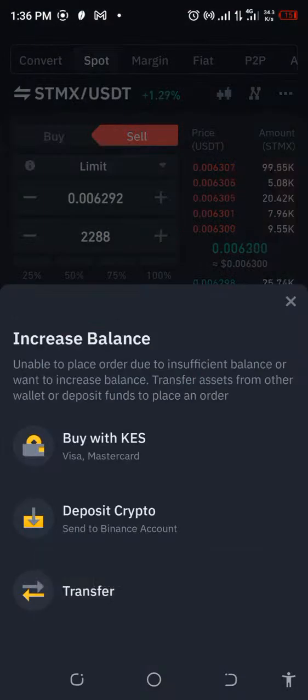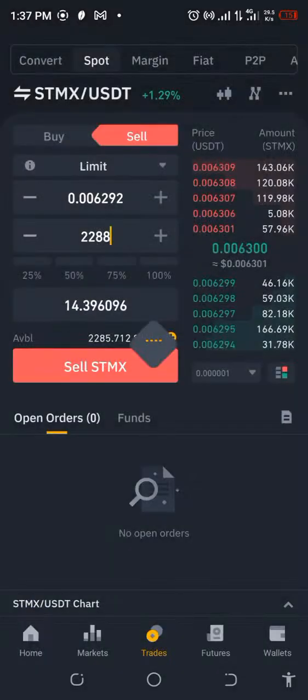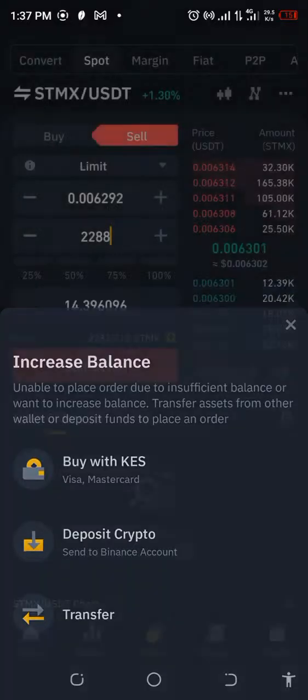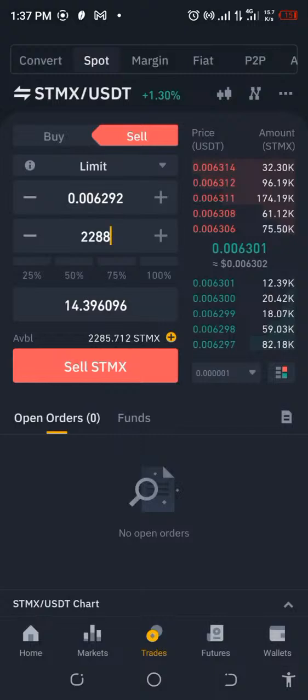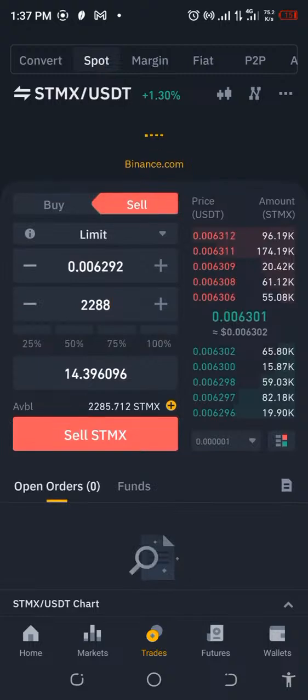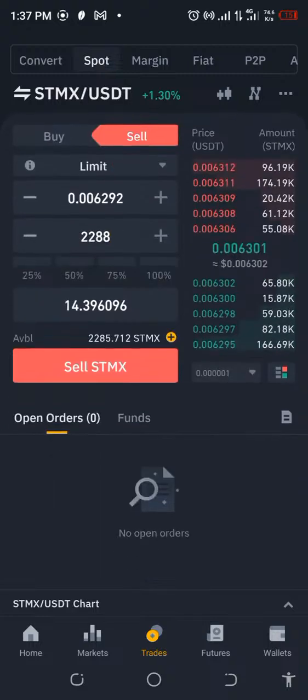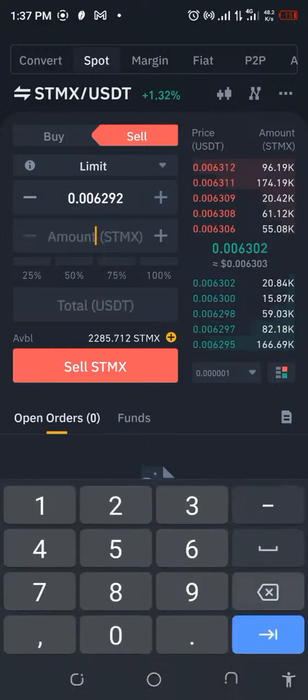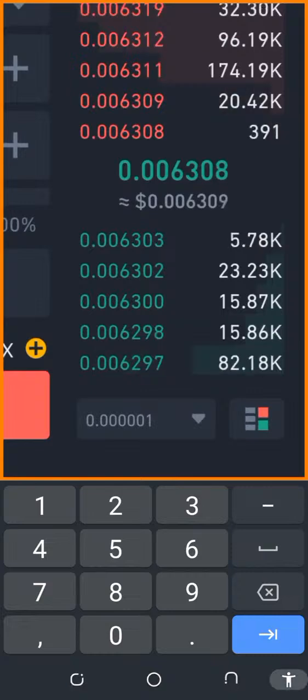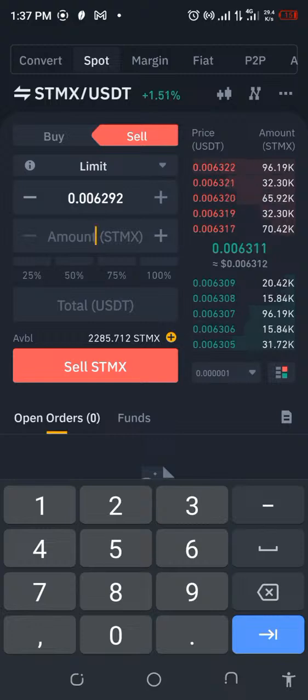Let's see if it goes. Sorry. Let's see if we're able to sell that. What's going on? I don't know what's happening here, but I'm trying to sell my STMX. Oh, sorry, I was clicking something else. So let's click on sell STMX. So what's happening? Increase balance. Why am I increasing my balance? Oh, okay, let me try and do this again. Let's remove everything and see whether this would work. Okay, it said I should increase my balance. No, let me remove everything.